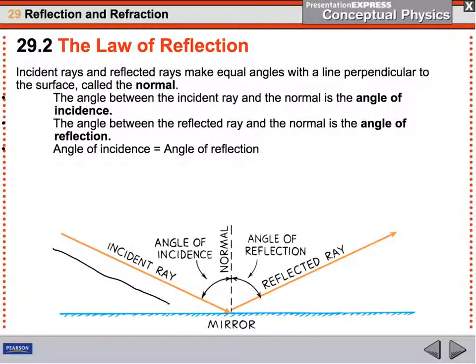As the light ray comes in and then bounces off, it makes a perpendicular line right here with what is called the normal. That's the normal. So the angle here is the incident angle, and the angle here is the angle of reflection, and both those angles are equal to each other.